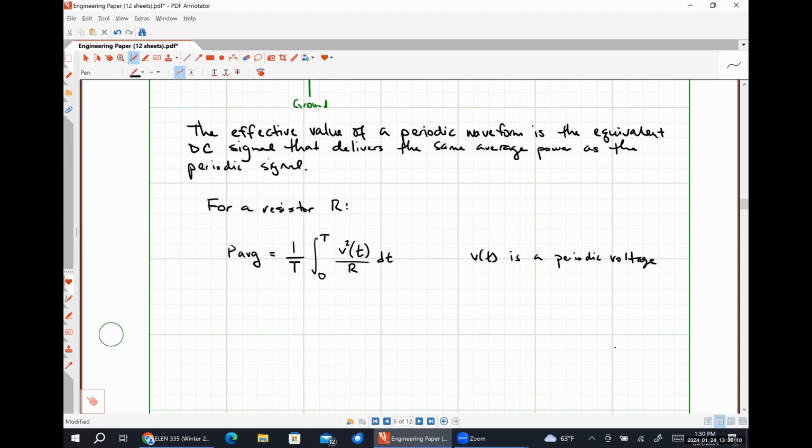Just in case we had a periodic current waveform, we could write this as P average is equal to 1 over T times the integral from 0 to T of I squared of t times R dt, where I of t is a periodic current.